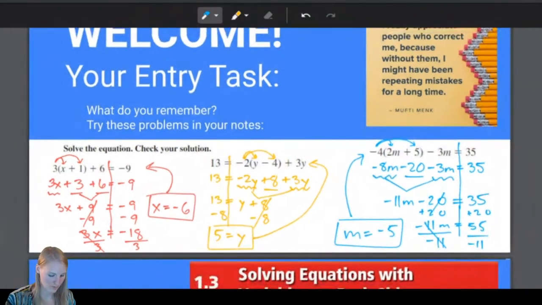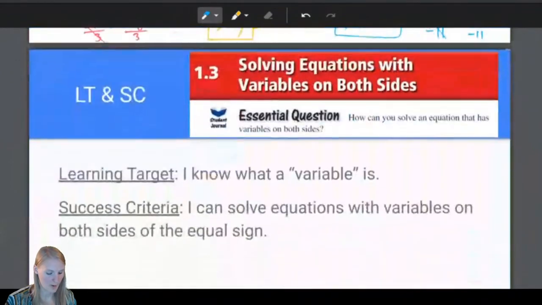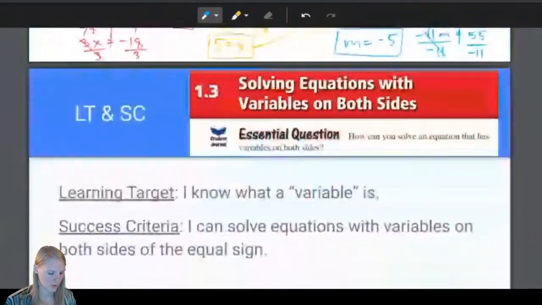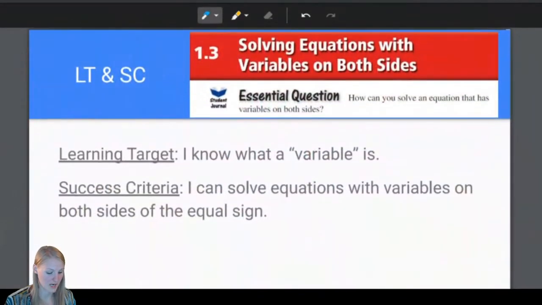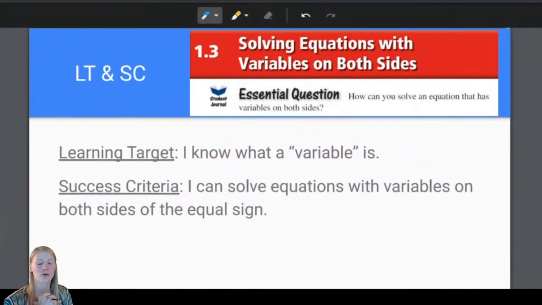Okay, wonderful. So now, remember, check your answers, but we're going to move on to what we have for today. And what we have for today is the first part of section 1.3, which is about solving equations with variables on both sides. So we saw one example of that in the last video. We're going to see more examples in this video.